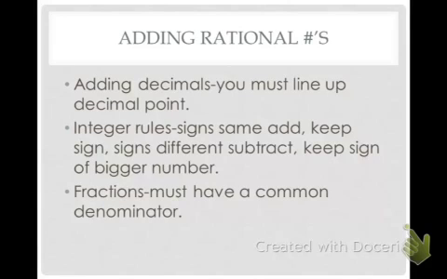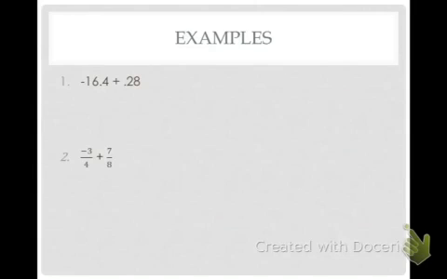Here are the rules for adding rational numbers. To add decimals, you must line up the decimal point and then bring it straight down. Integer rules we've already gone over. If the signs are the same, you add. Keep the sign. If the signs are different, subtract. Keep the sign of the bigger number. And remember, fractions, you must have a common denominator.